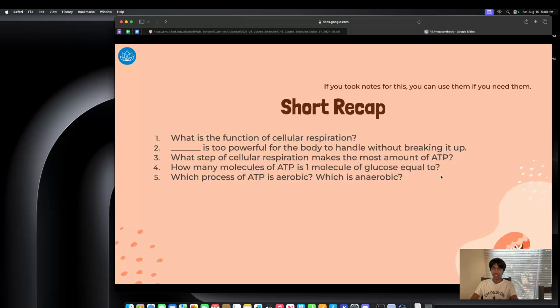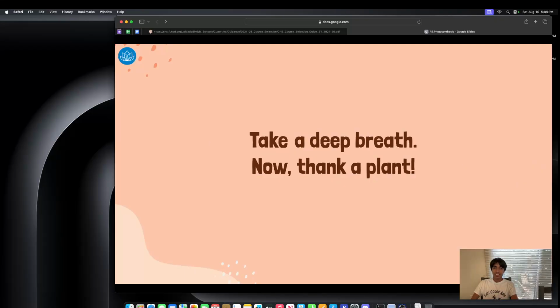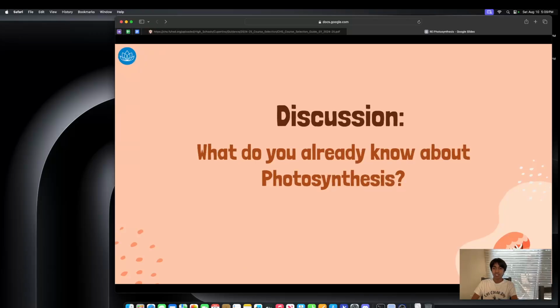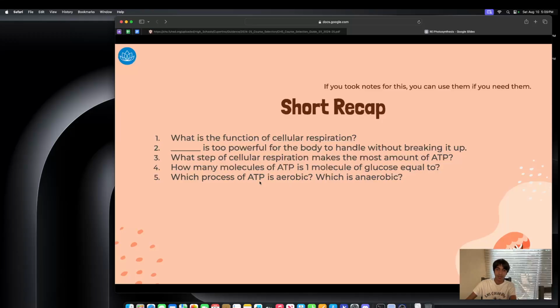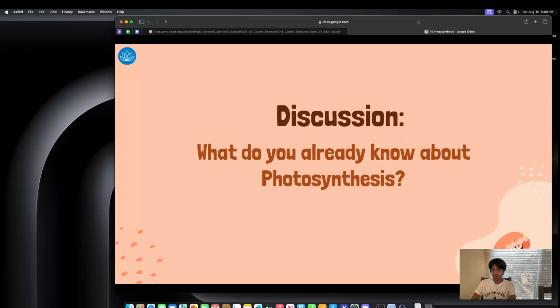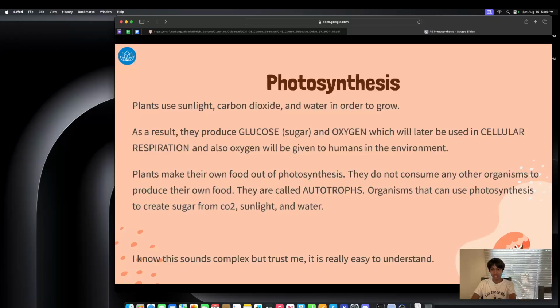Okay, let's get started. Take a deep breath and now thank a plant. What do you already know about photosynthesis? Please discuss if you have someone else watching this, or you could just write it down on your paper. By the way, on the previous slide, this meant which process of cellular respiration is aerobic, not just ATP creation. So, what do you already know about photosynthesis? I hope you're done with that discussion now, and let's get started.